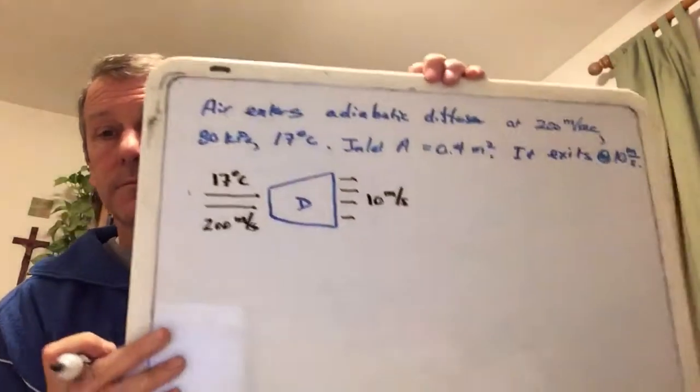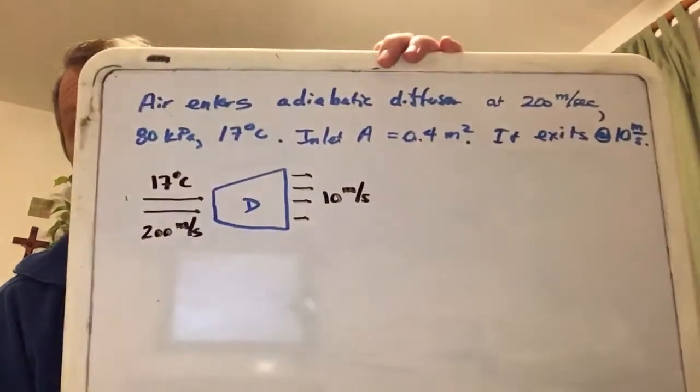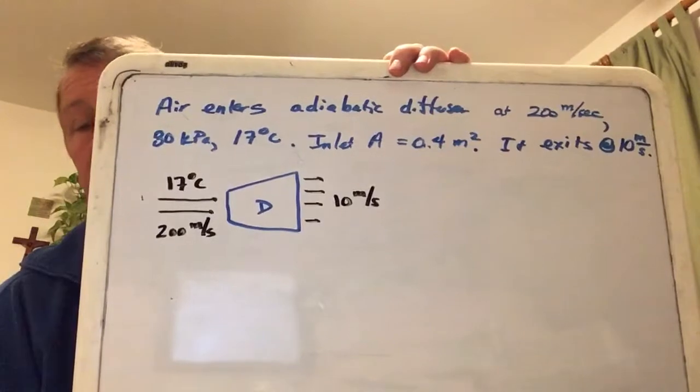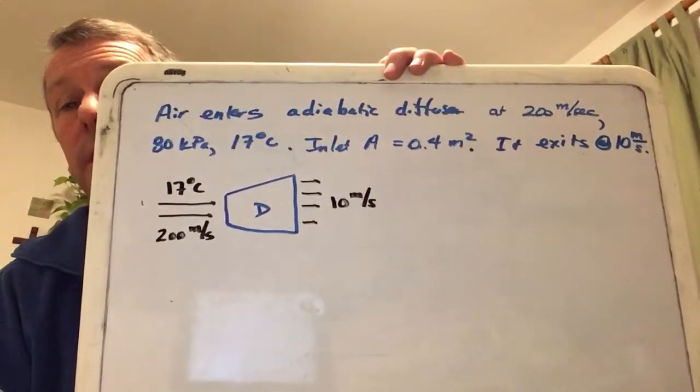Okay, good. All right, so there's my drawing of the diffuser. I got a trapezoid. I have it oriented correctly, and I got the air coming in at 200 meters per second and exiting at 10 meters per second.